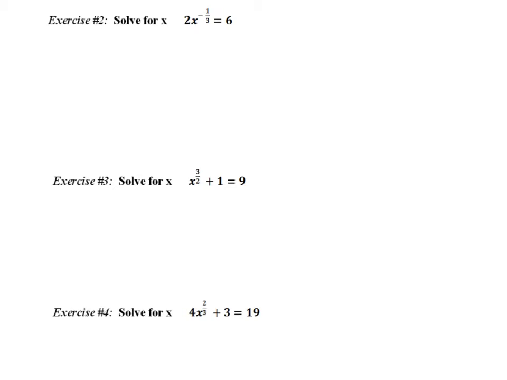Let's go ahead to exercise number 2, where we have the equation 2x to the negative 1/3 is equal to 6. This looks very similar to the last equation. I want to isolate the x, so I have to divide both sides of the equation by 2. I now have x to the negative 1/3 is equal to 6 divided by 2, which is 3. Because I want x to the first power, I'm going to take that exponential, x to the negative 1/3, and raise both sides to the reciprocal of that exponent. The reciprocal of negative 1/3 is negative 3. Notice that I'm keeping the sign the same when I'm raising to the reciprocal exponent.